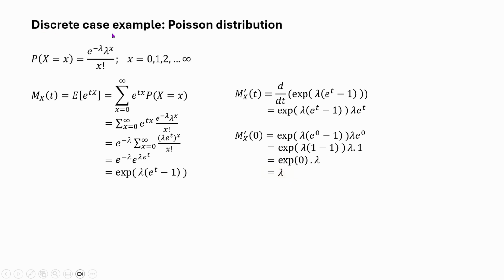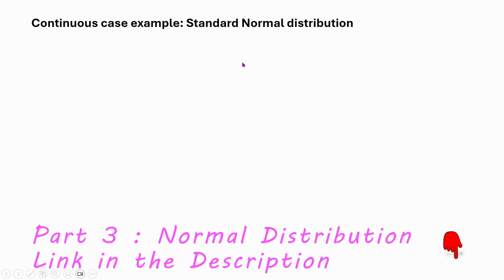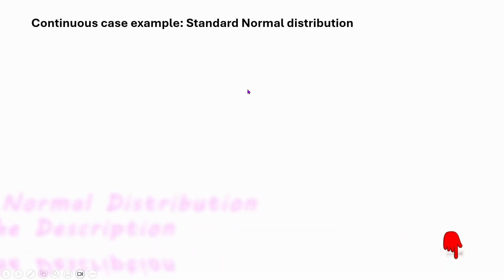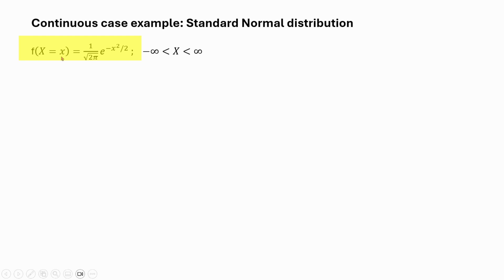Now let's look at a continuous case example. That example we can see with the standard normal distribution, and also if you don't know what a standard normal distribution looks like, you can check out my video on normal distribution. I will leave the link in the description. This is the PDF, or probability density function, of the standard normal distribution, which looks something like this. And the random variable x can be anything from minus infinity to plus infinity.